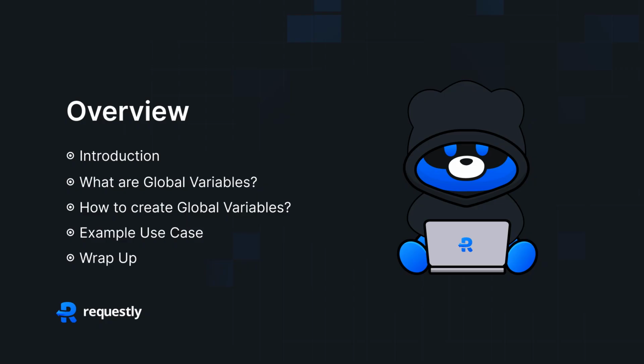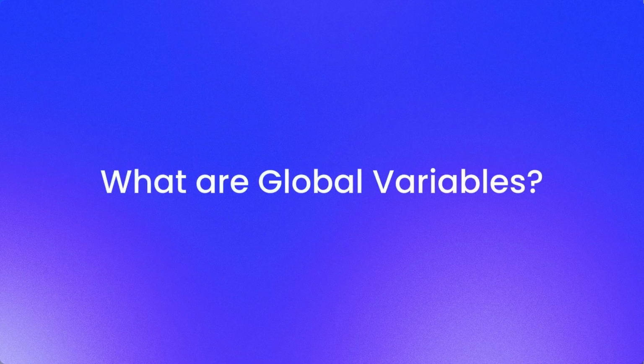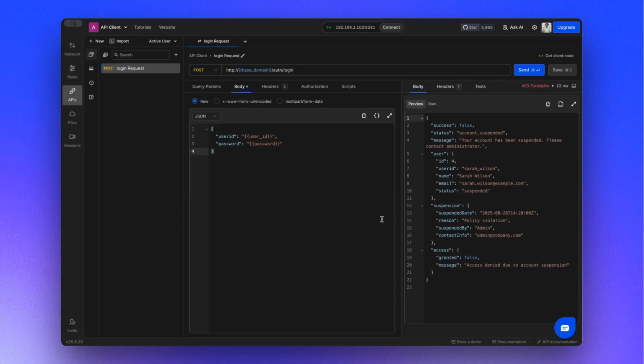In this video, we'll explore what global variables are and how to use them in Requestly. Global variables are available across your entire workspace. Unlike environment variables, they don't change when you switch environments. This makes them ideal for values that should stay consistent, like a base domain, API key, or shared configuration.